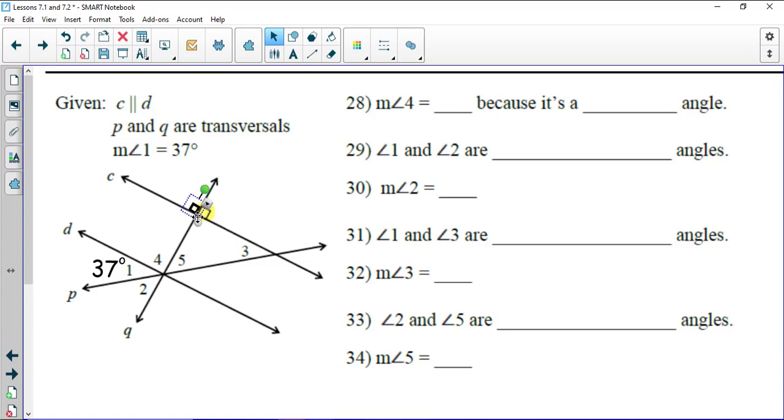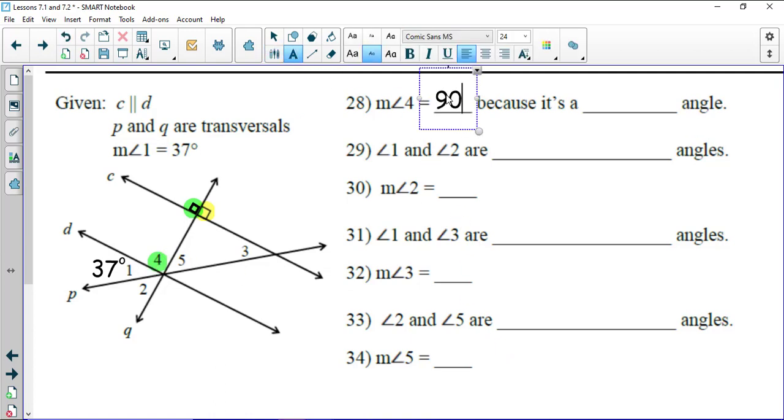And I know that it corresponds with angle 4. They're in the same position along the parallel lines C and D. So since these two correspond, I'll highlight those in green for us. I know that they are going to be equal to each other. So angle 4 will be 90 degrees, and that is because it is a right angle.